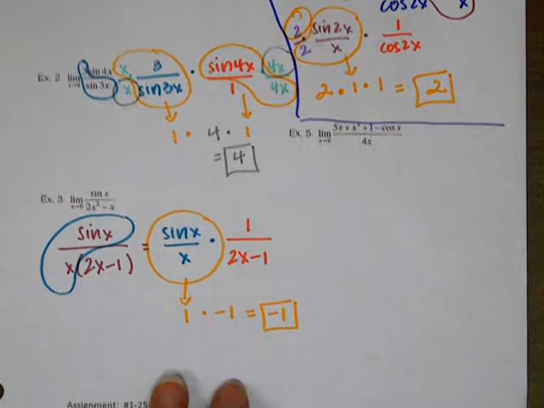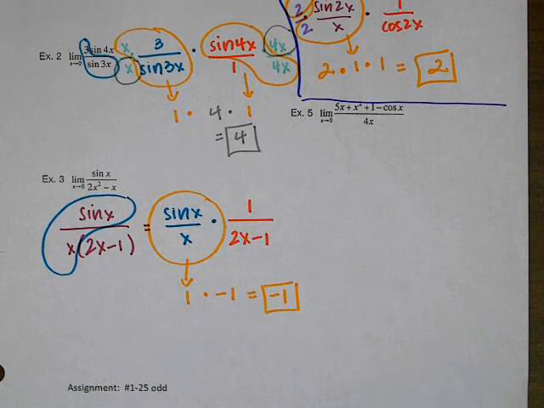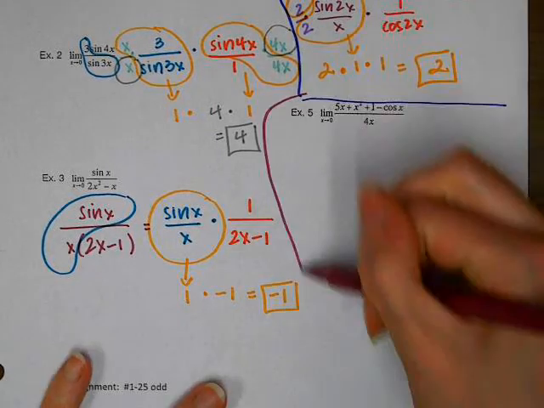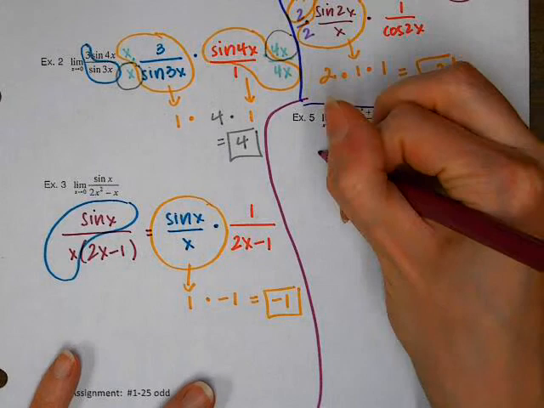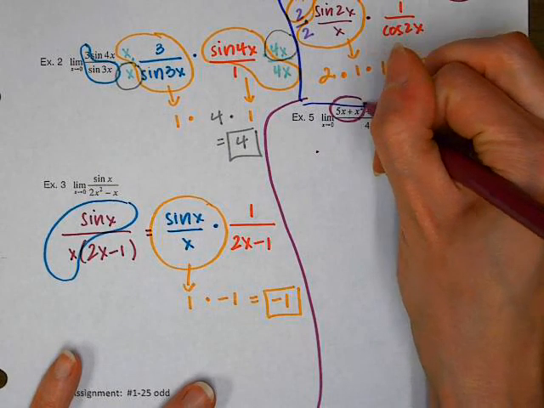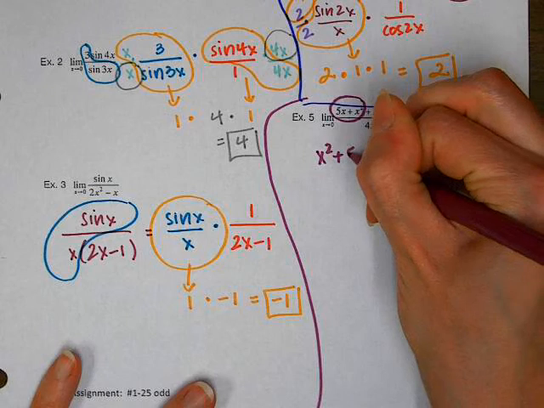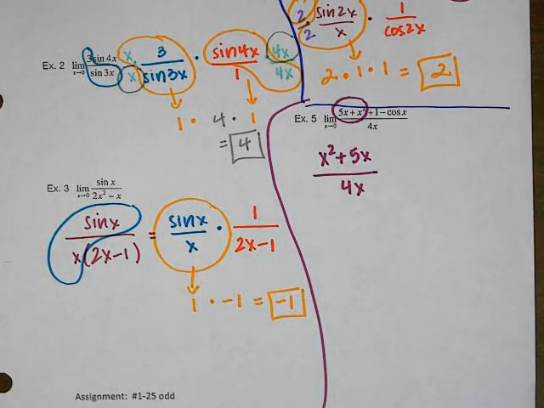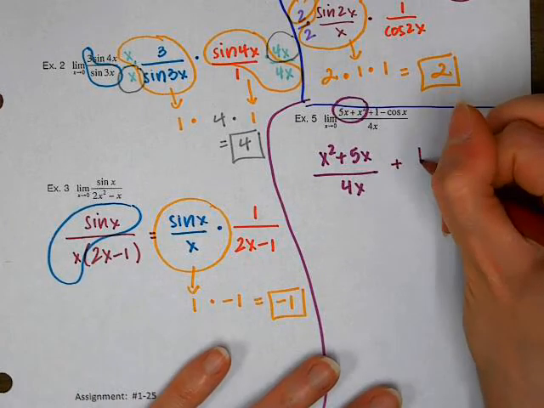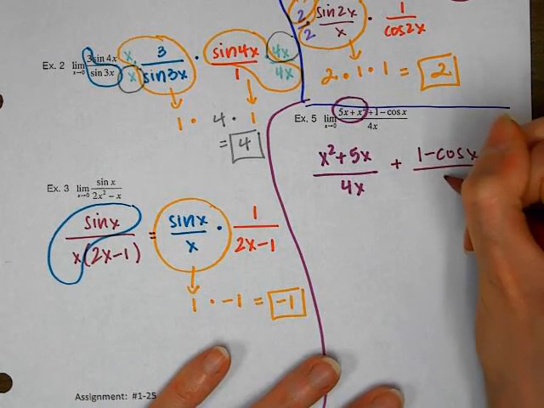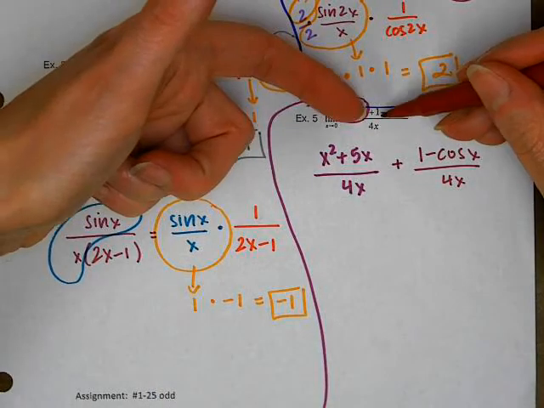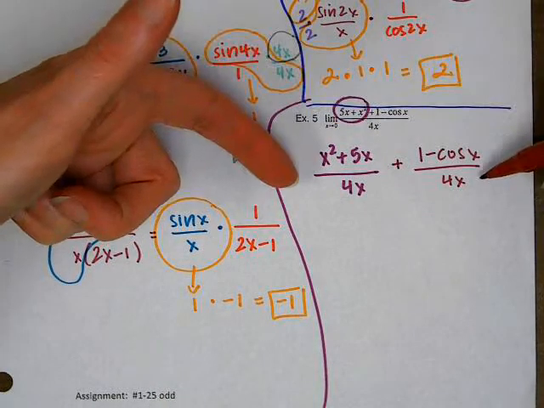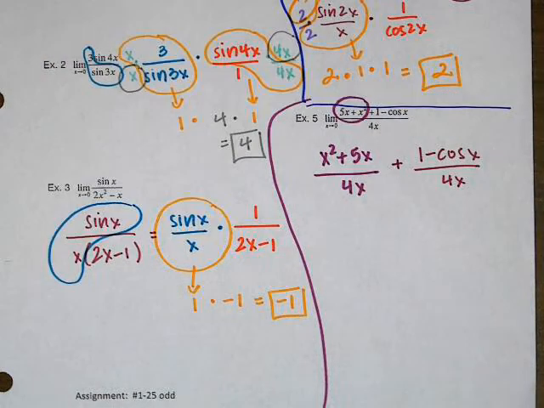All right, last one. So this one, let me get a new pretty color here. Okay, number 5. Let's do the same thing where we group them. I'm going to group x squared plus 5x together. Okay, so that'll be over 4x. And then the second fraction is going to be 1 minus cosine x over 4x. So pretty much what I did is I undid the common denominator and wrote them as two separate fractions.